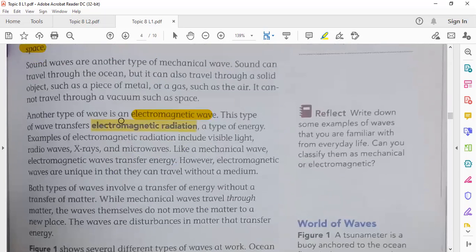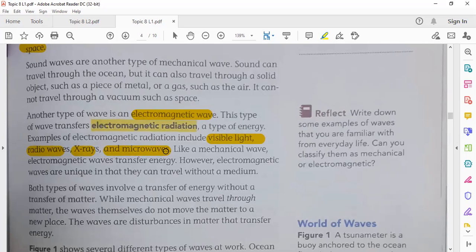Another type of wave is an electromagnetic wave. This type of wave transfers electromagnetic radiation, a type of energy. It carries electromagnetic radiation. Examples of electromagnetic radiation include visible light, the colors of the rainbow that you see, radio waves, X-rays, and microwaves. All of these are examples of electromagnetic radiation.